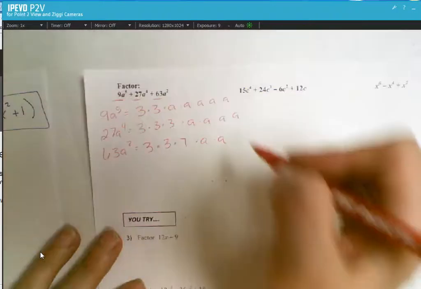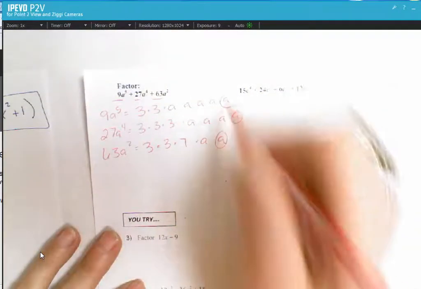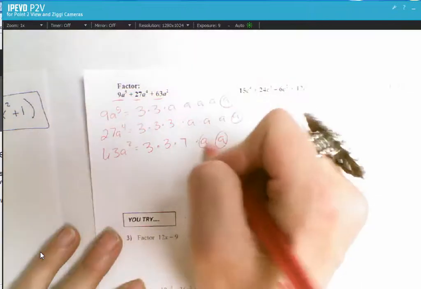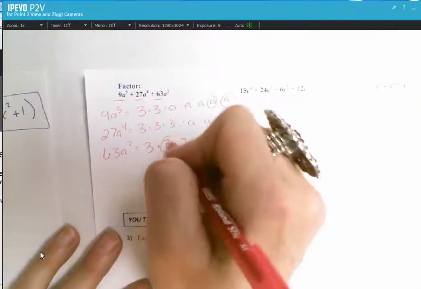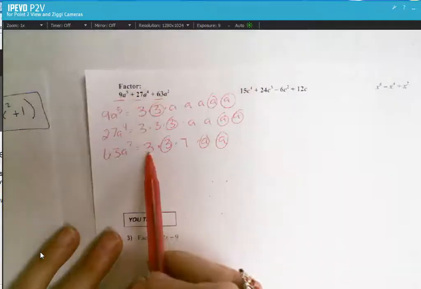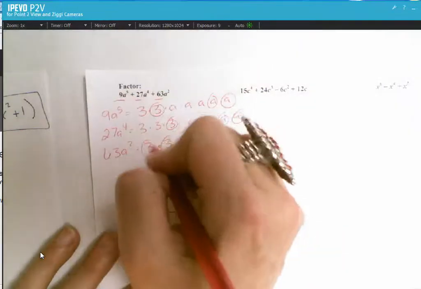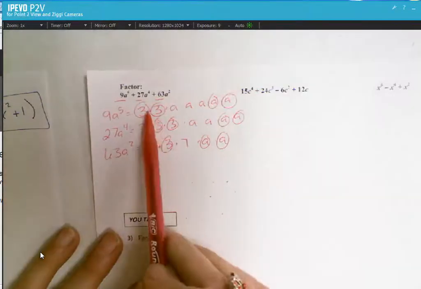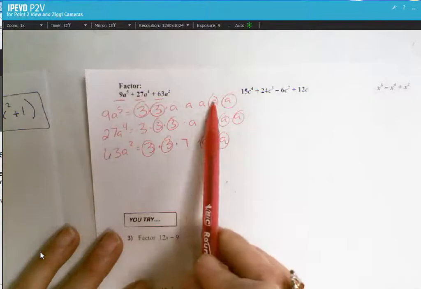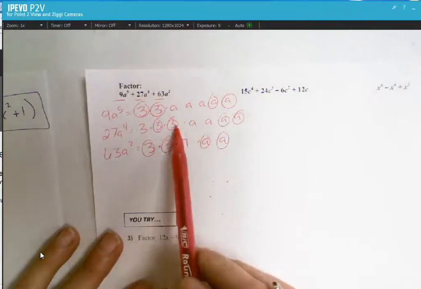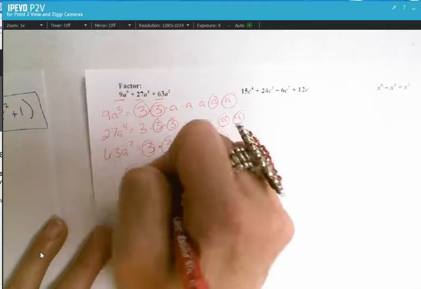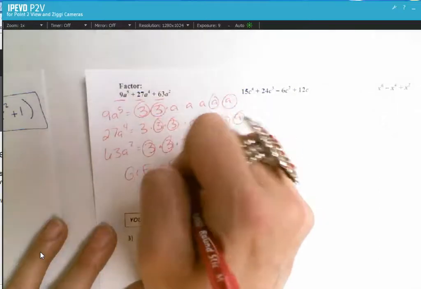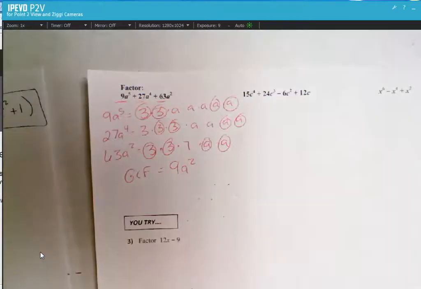So we take a look. I have an a in all of them, so I'm going to circle that a. Ooh, look, I have another a in all of them, so I'm going to circle that a. I don't have a 7 in all of them, but I do have a 3. I have a 3 in all of them. Ooh, I have another 3 in all of them, so I'm going to circle those too. 3 times 3 is 9. a times a is a squared. 3, 3, a a, 3, 3, a a, so I'm good. So my GCF is equal to 3 times 3 is 9a squared. That is the factor I'm pulling out.